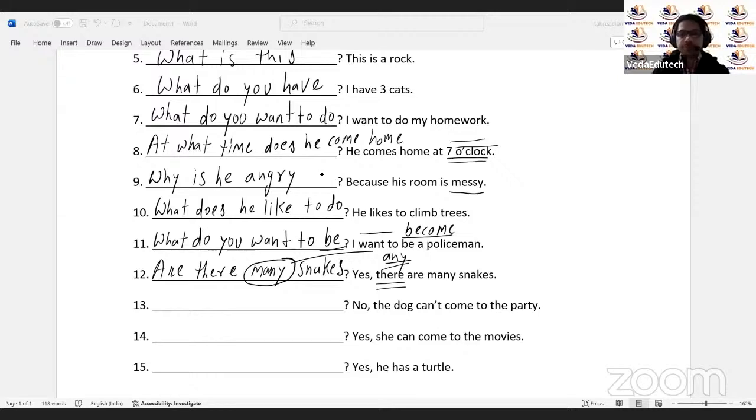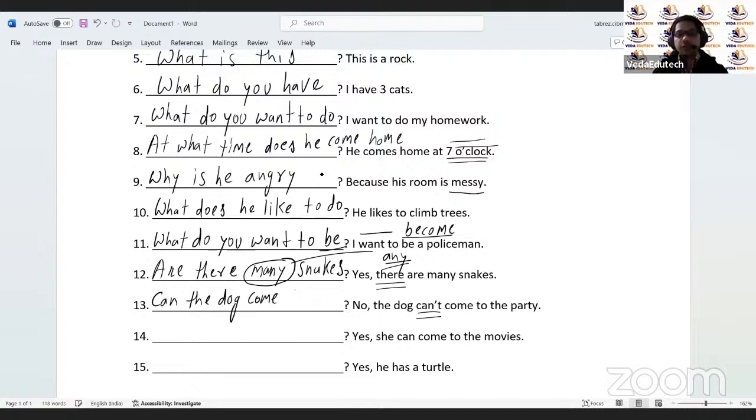Okay, try next one. No, the dog can't come to the party. Okay, this is a sentence where you are seeing modal verb. Modal verb can't has been used. So no, the dog can't come to the party. So this is a question with modal verb. Okay, there are many modal verbs, and one of them is can't. Okay, so what is the question coming? Can the dog come to the party?